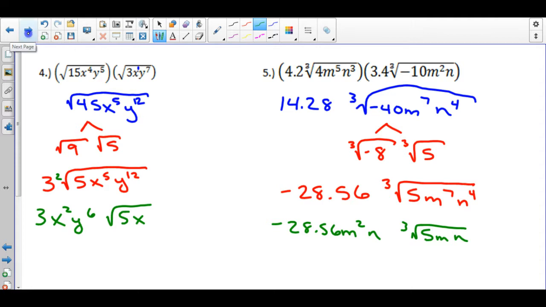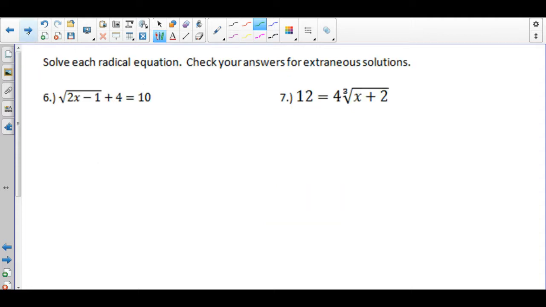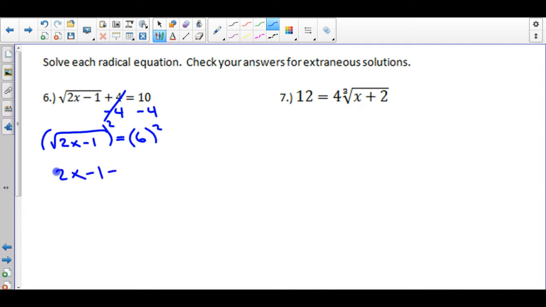So for these ones, we're going to solve these radical equations and then check for extraneous solutions. For this one, I have a square root, so we're going to have to isolate the square root function. I want to get this by itself first before we start squaring both sides. So I'm going to subtract 4, and I'm left with the square root of 2x minus 1 equals 6. And then what we're going to do is square both sides, to get rid of the square root. So the square and the square root cancel each other out, and you are left with 2x minus 1 equals 6 squared, which is 36.